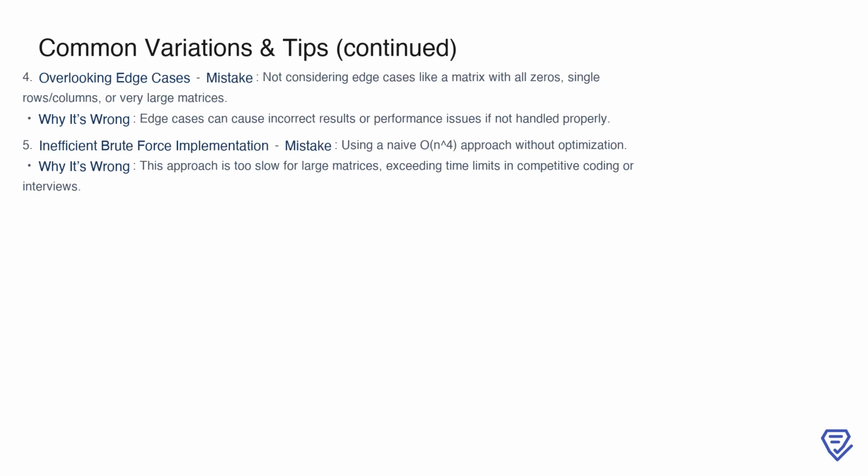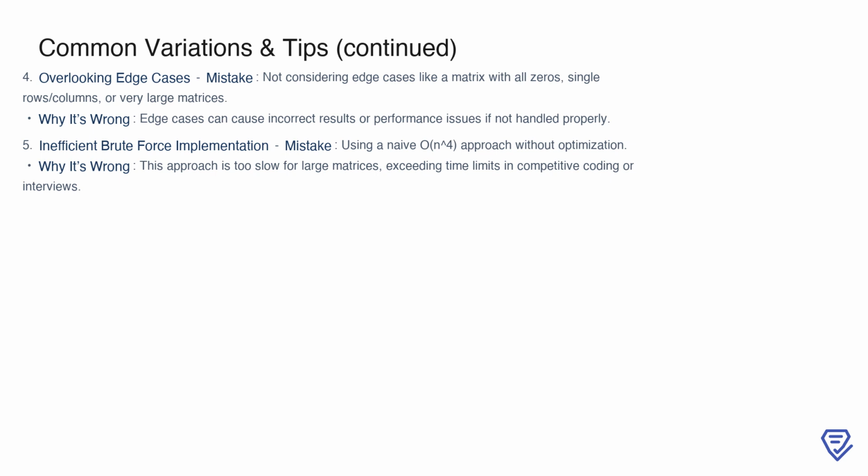In addition to those mistakes, there are two more critical areas to watch out for. Overlooking edge cases is a common issue that can lead to bugs or performance problems. For instance, matrices that contain all zeros, single rows or columns, or extremely large dimensions behave differently and need to be explicitly accounted for in your solution. Ignoring these cases often results in unexpected failures during testing.